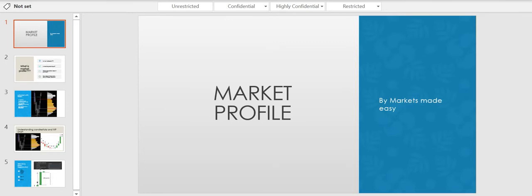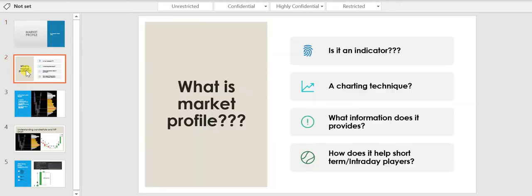So let's start. So what exactly is a market profile? Is it an indicator? Yes, it is an indicator. Is it a charting technique? Yes, it is a charting technique. What information does it provide, and how does it help the short term and intraday players?